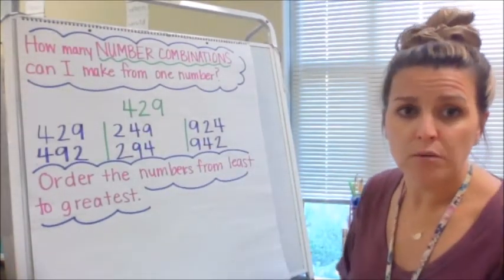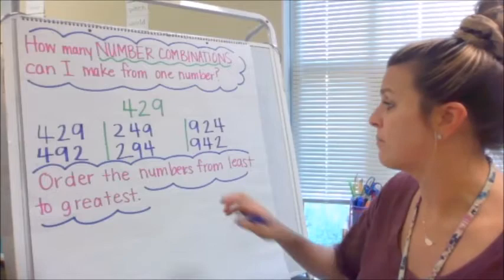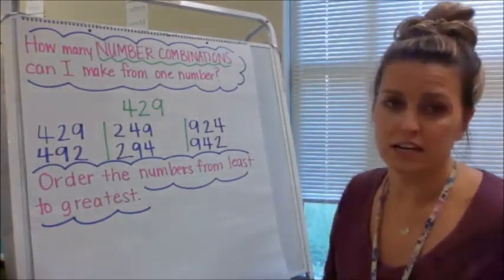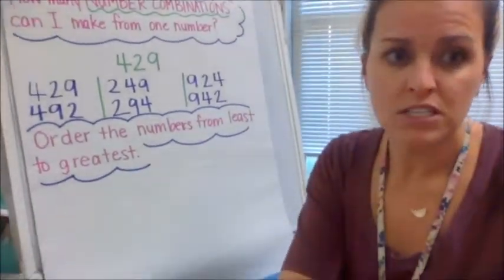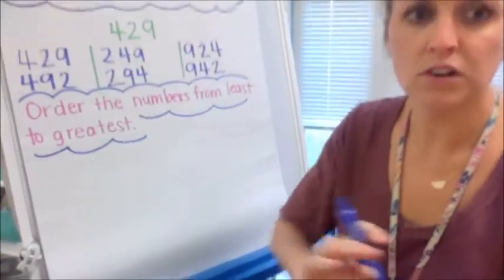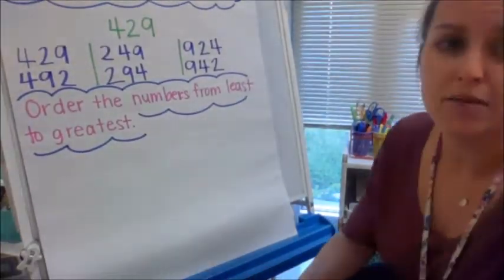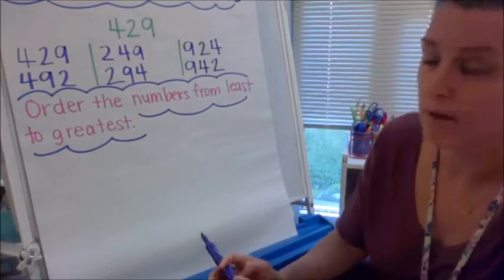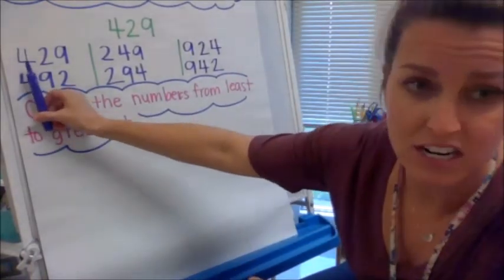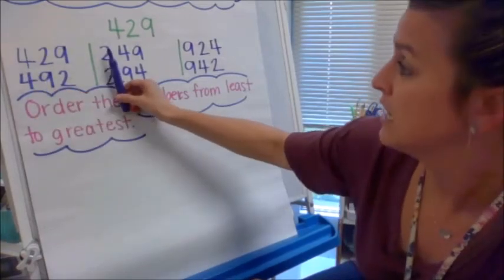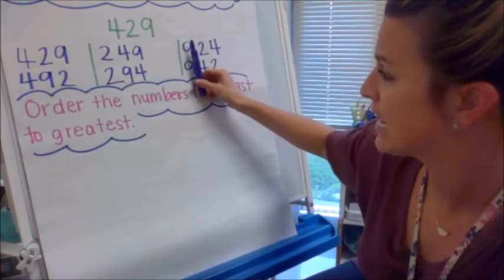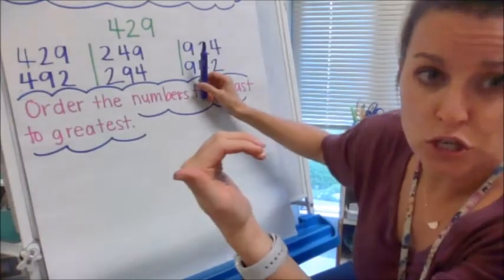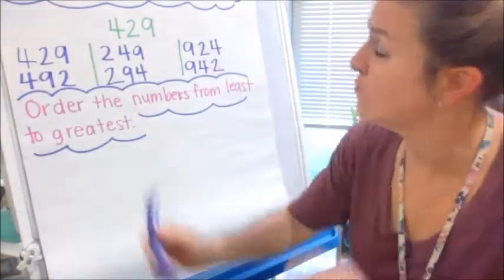So now what we're going to do is we're going to order those numbers from least to greatest. And what I'm going to do to order them from least to greatest is I am going to look at the hundreds place of all the numbers. So my hundreds place here are 4s, here are 2s, and here are 9s. And I know that 2 is less than 4 and 9.